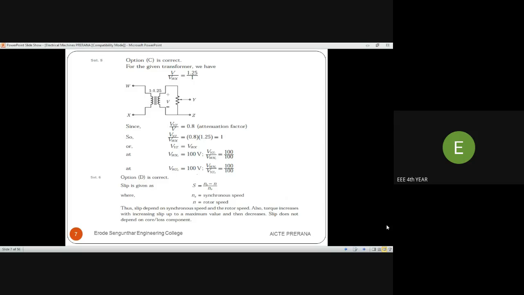Here the solution of option D is correct. Yes, S equal to (Ns minus N) divided by Ns, where Ns equal to synchronous speed and N equal to rotor speed. So all these three parameters depend upon the slip value, but one parameter, that is core loss component, does not depend upon the slip value. So the correct answer is option D.